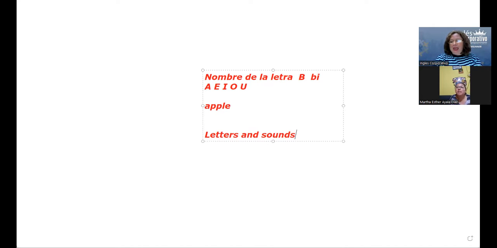Y para aprender a leer en voz alta, la materia se llama phonics, ¿ok? Phonics, que sería fonética, ¿verdad? Son dos materias y son amplias, Marta Esther. Le quiero animar a que comencemos por aprendernos el nombre de cada letra y el sonido de cada letra.